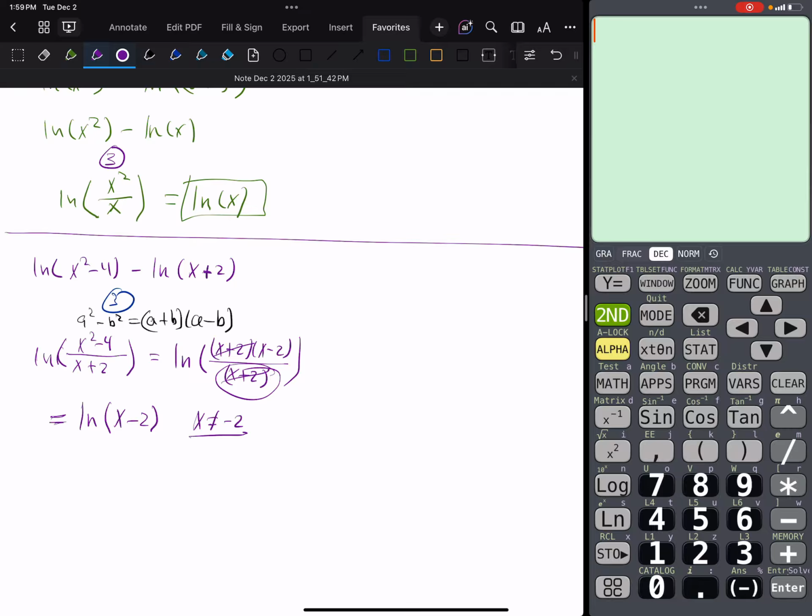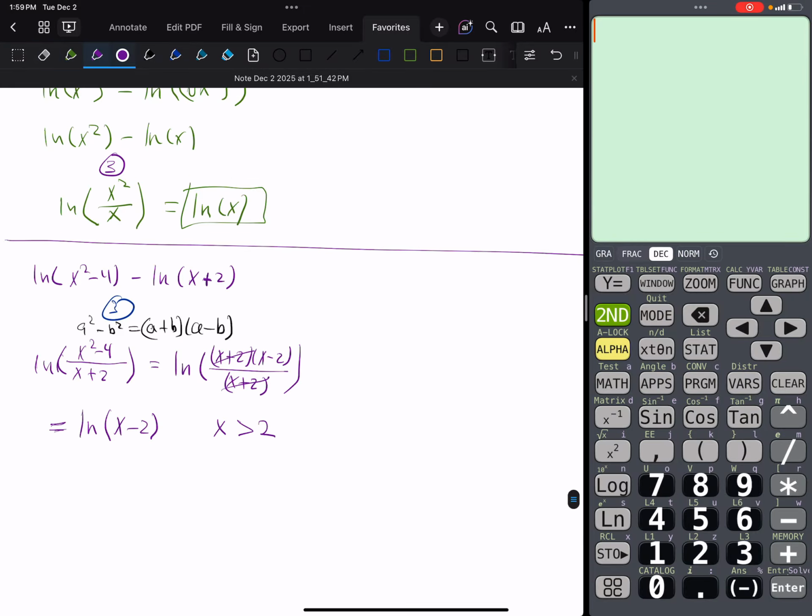But I already know that because this is a natural log, the domain of a natural log starts at 0 and goes to infinity. And so I already know that x must be 2 or greater. And so I really don't have to write that. What I really need to write is that x must be greater than 2, strictly greater than 2, because otherwise I am out of the domain of natural log.